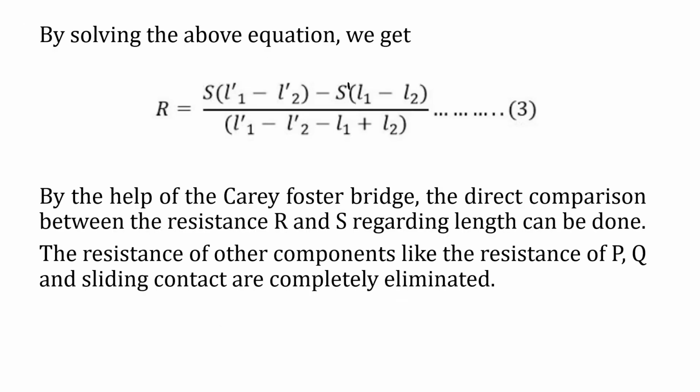By solving the above equation, we get R equal to (S into (L1 dash minus L2 dash) minus S dash into (L1 minus L2)) divided by (L1 dash minus L2 dash minus L1 plus L2). With the help of the Carey-Foster bridge, a direct comparison between the resistances R and S in terms of length can be done. The resistances of other components, like the resistances of P, Q and the sliding contacts, are completely eliminated.